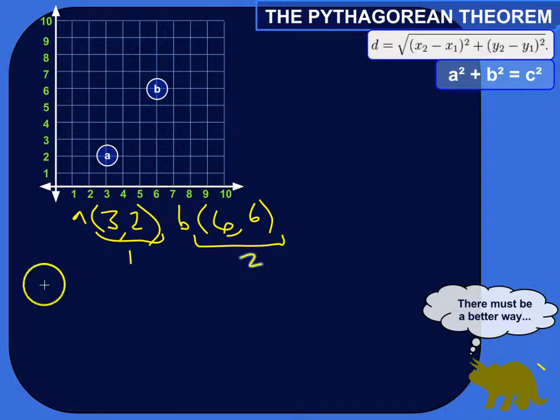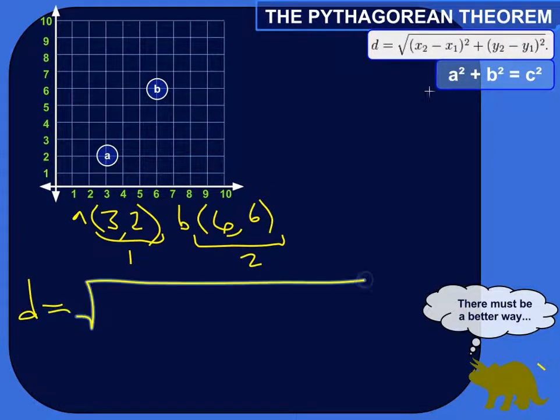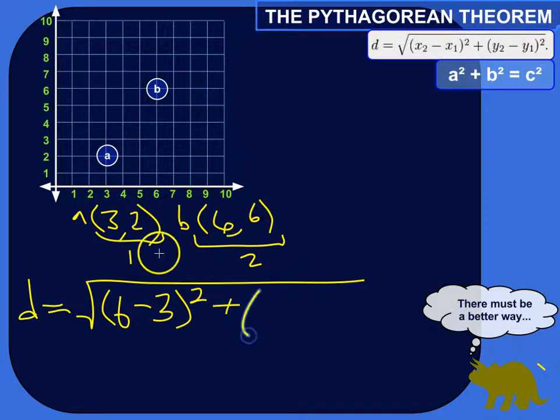Okay, so the distance between A and B would be equal to the square root of x2, which is 6, minus x1, which is 3, squared, plus y2, which is 6, minus y1, which is 2, squared. Okay, so following order of operations, we do stuff in the parentheses first.